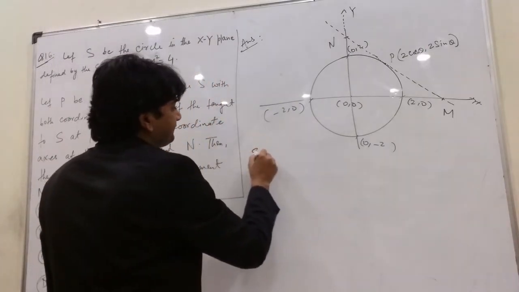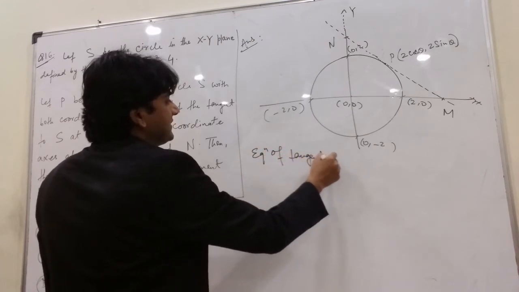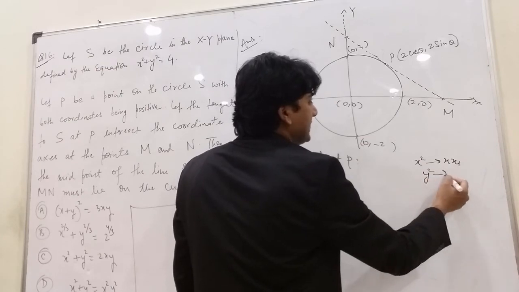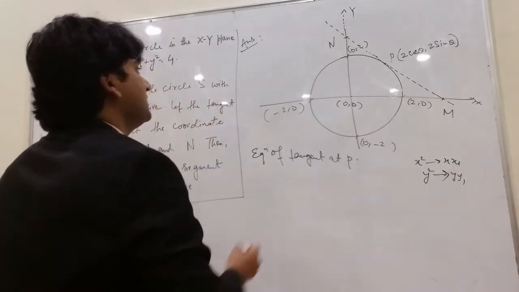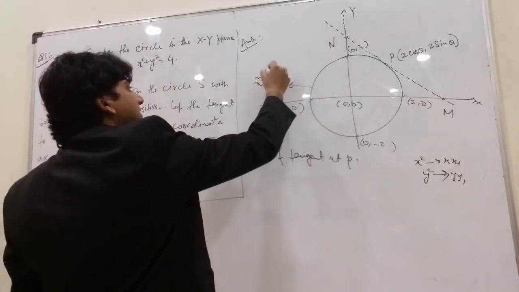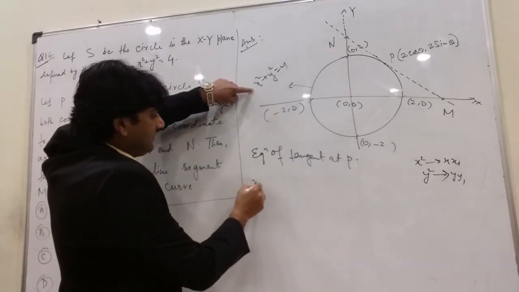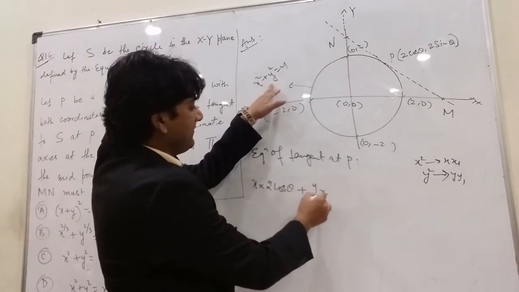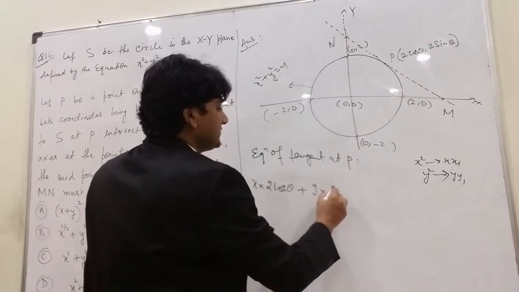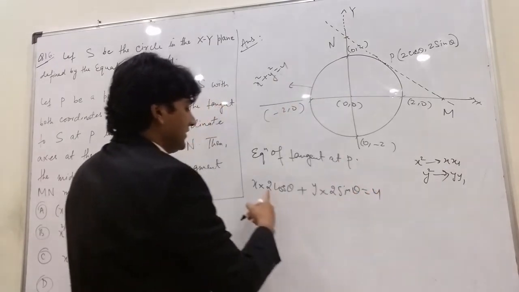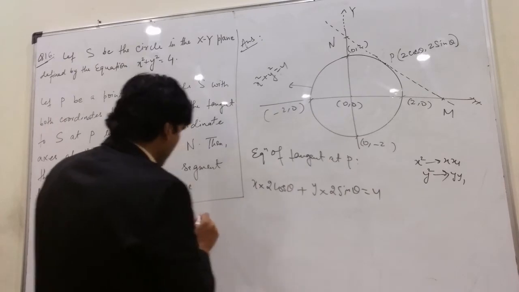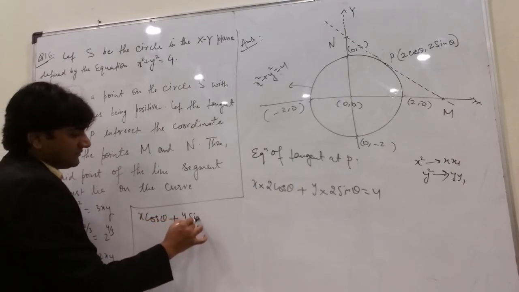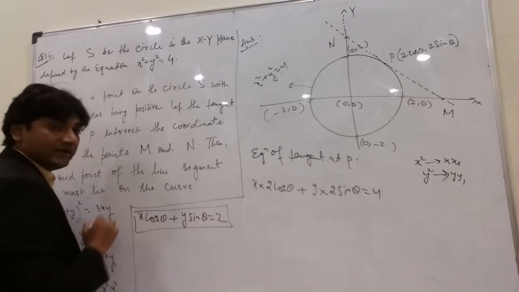Now the equation of the tangent at P. Again, x square we have to change: x square to x x1, y square to y y1. Okay. So the equation of the circle was x square plus y square equal to 4. So now change. x1 is 2 cos theta. So x times 2 cos theta. y square to y y1. What is y1? 2 sin theta. So this is 2 sin theta equals 4. Now 2, 2 and this is 4. Divide by 2 on both sides. What did we get? We got x cos theta plus y sin theta equal to 2. This is the equation of the tangent.